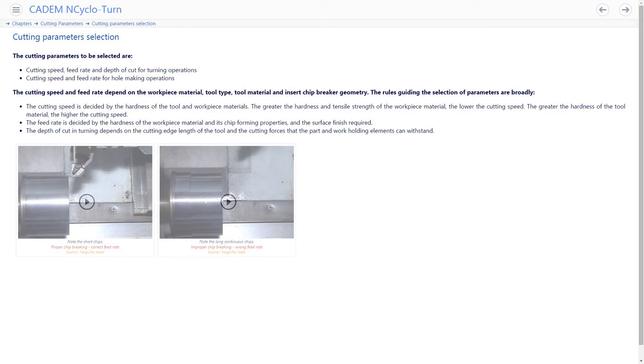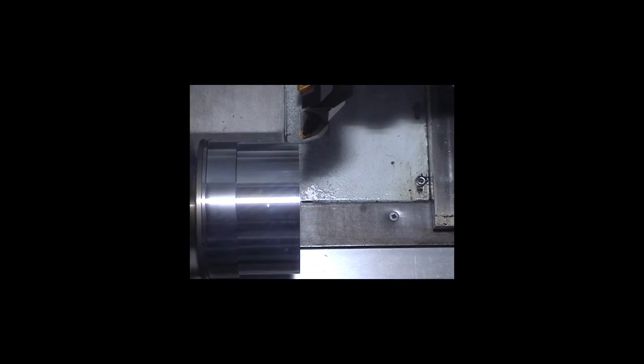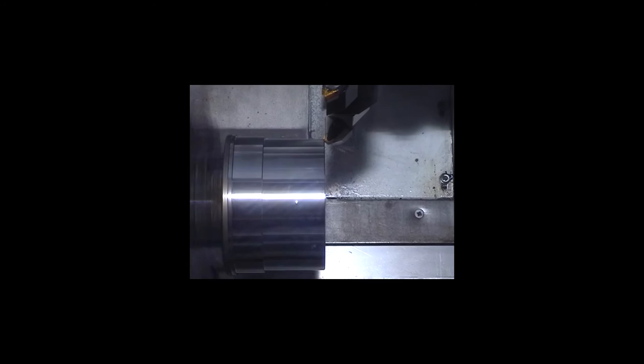Cutting parameters decide the part quality, proper chip breaking, tool life, and tool cost. It is therefore very important that you select the correct cutting parameters that suit the operation, the tool material, and workpiece material. Here are a couple of examples of improper cutting parameters.